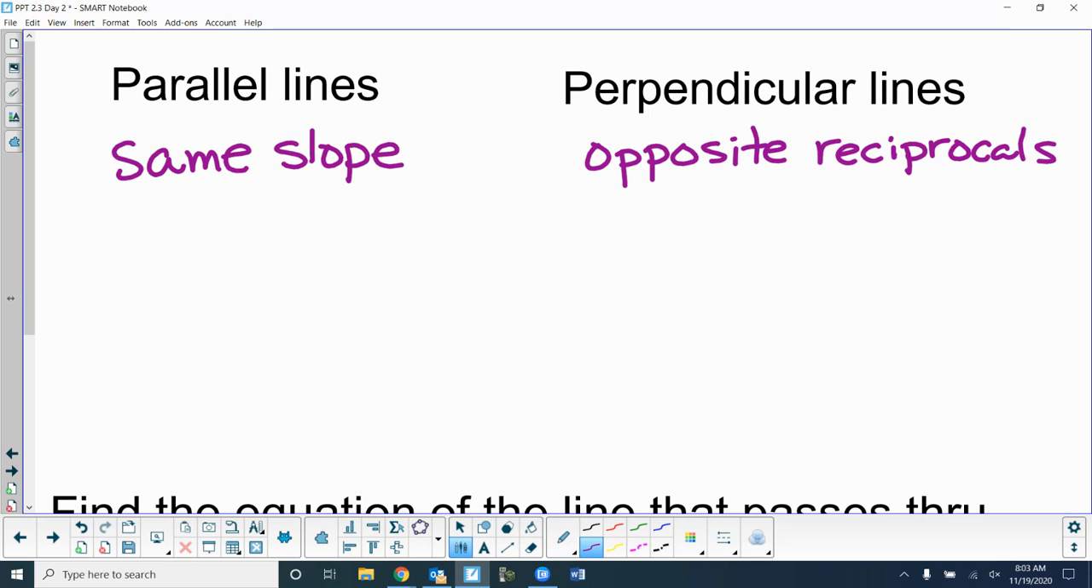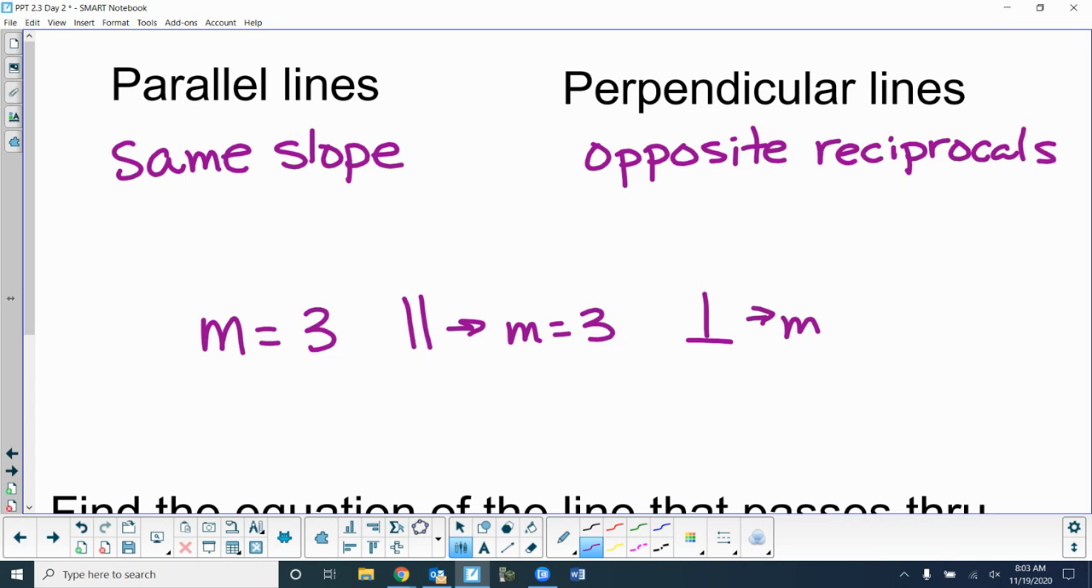So if the slope of a line I'm looking for or I have is 3, what's the slope of the line parallel to that line? 3. So parallel, that's a symbol. What if m is 3? What about perpendicular? What's the slope? -1/3.